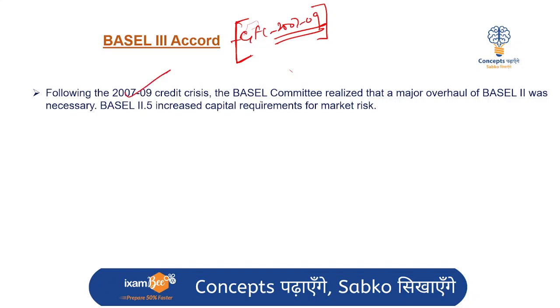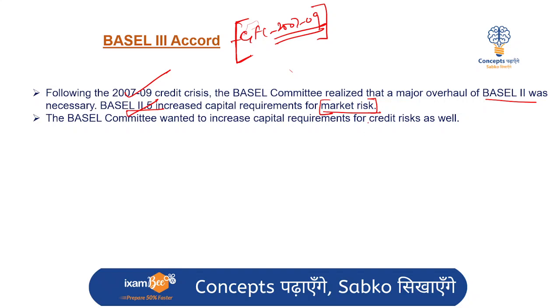Following this crisis, the Basel Committee realized that a major overhaul of Basel II was necessary. So Basel 2.5 increased the capital requirement for market risk, because various kinds of derivatives and other structured financial products were made responsible as culprits, which led to the global financial crisis. So that's why the need was felt, and it was given a short name, Basel 2.5. For all these financial instruments, there should be enough capital in place in order to deal with various kinds of risk.